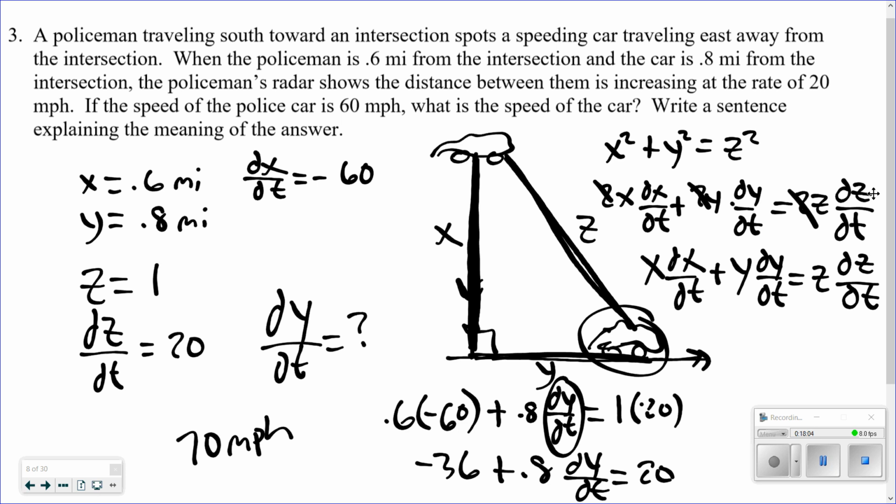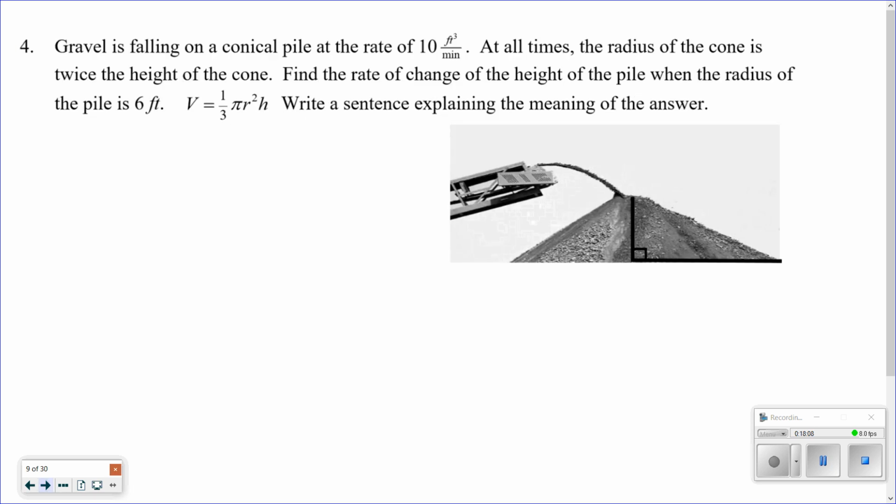These are so much fun, right? We love it. Okay, let's try another one. This one's totally different. This one's no longer a Pythagorean theorem triangle problem. We're going to have to use a different formula for this one.